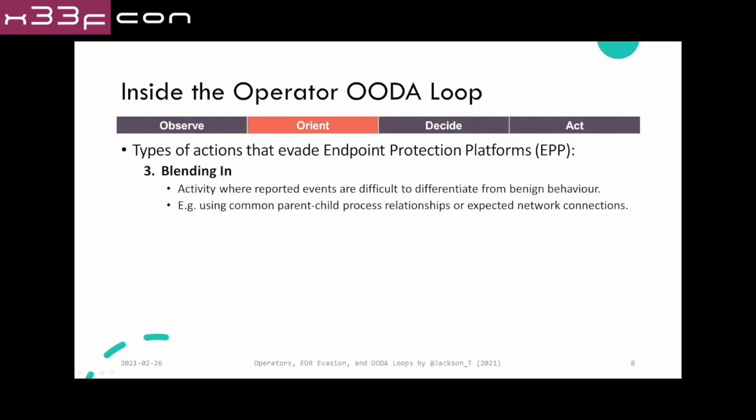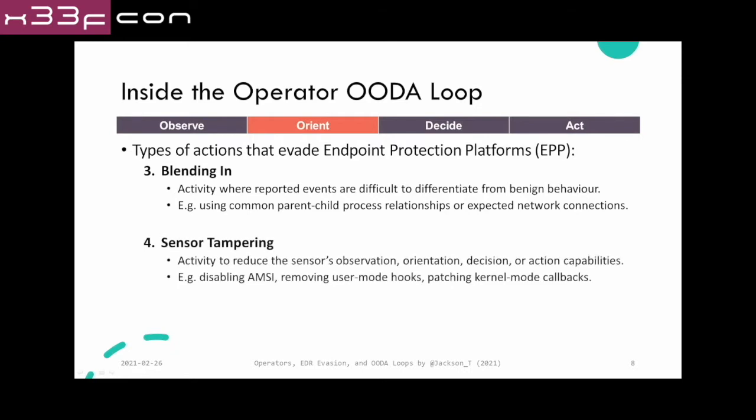Third is blending in, where the malicious activity we're performing fits in so well that it's hard for defenders to distinguish between what's benign and what's not. And lastly, we have sensor tampering, which I see as reducing the sensor's capabilities across any of these four processes.